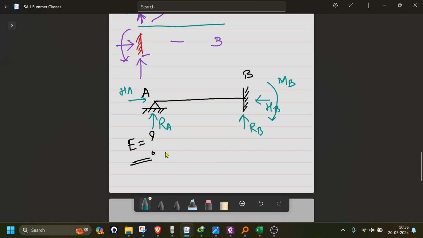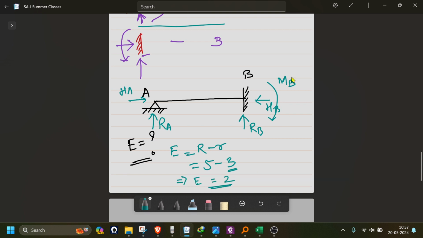So what will be the external indeterminacy? E equals r minus r, right? So what is r? Capital R is 1, 2, 3, 4, 5, right? And what is small r? Small r is always 3. So my external indeterminacy is 5 minus 3, which is 2.